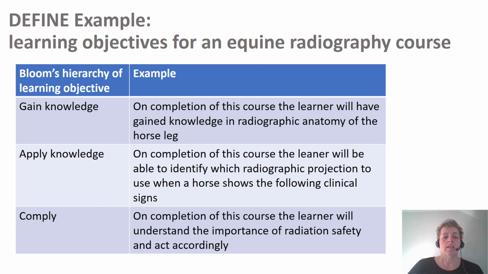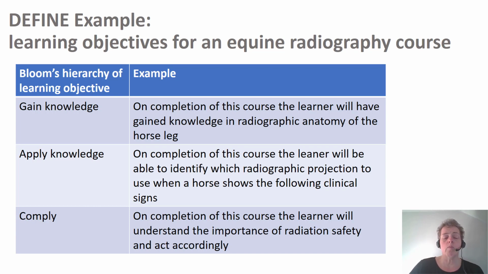So obviously, the learner at this level already needs to have gained knowledge about anatomy and also about physics, how a beam travels, but also about the clinical presentation of different problems. And I've also put in this particular course, comply. On completion of this course, the learner will understand the importance of radiation safety and act accordingly.